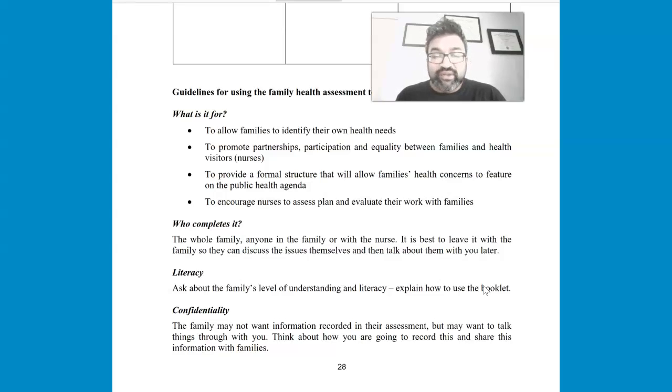And who completes it? Anyone in the family, or with the individual, whether it's a medical student or some healthcare practitioner. But this allows families to identify their own needs, promote partnerships, participation, and equality between families and health visitors, and promotes and provides a kind of formal structure which allows family health concerns to be featured for public health. And so this creates assessment plans. A lot of this is with nursing, but really, this is shared between all different varieties of health practitioners.